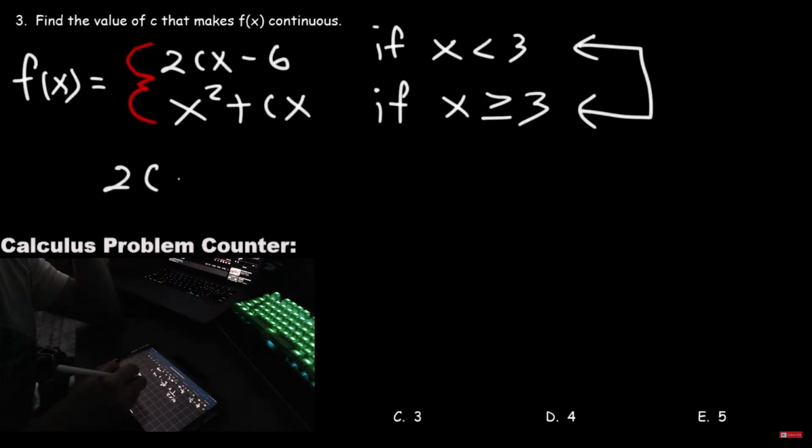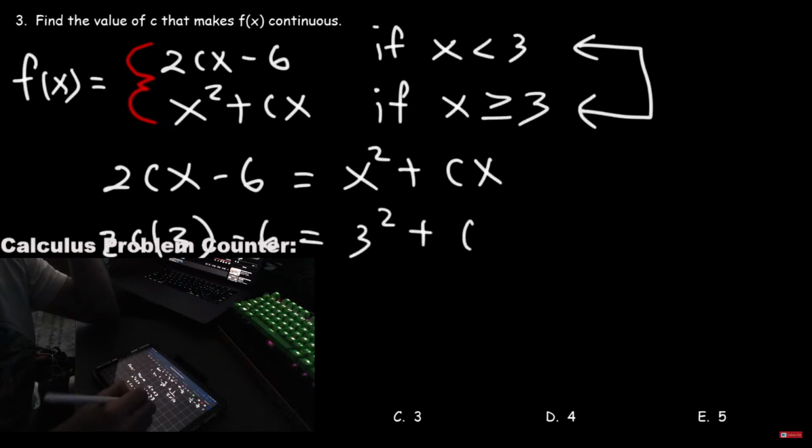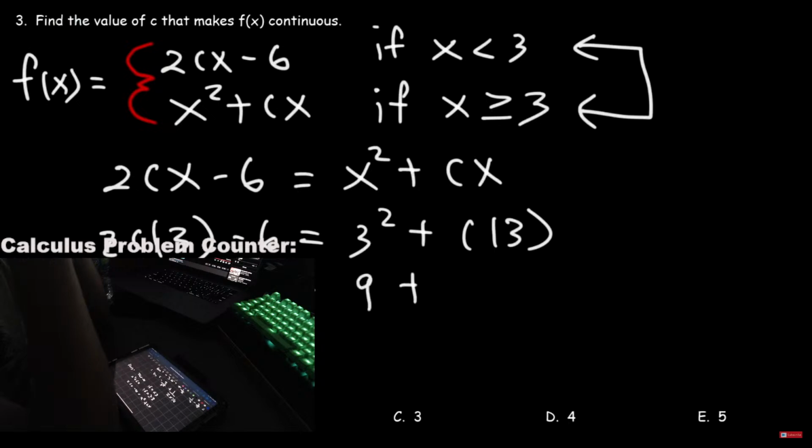So we're going to have 2cx minus 6 is equal to x squared plus cx. Now, the next thing we need to do is replace x with 3. So it's going to be 2c times 3 minus 6 is equal to 3 squared plus c times 3. At this point, we only have one variable in the equation, which is c, so we can solve for it. 2 times 3 is 6, so on the left side we have 6c minus 6, 3 squared is 9, so we have 9 plus 3c on the right side.